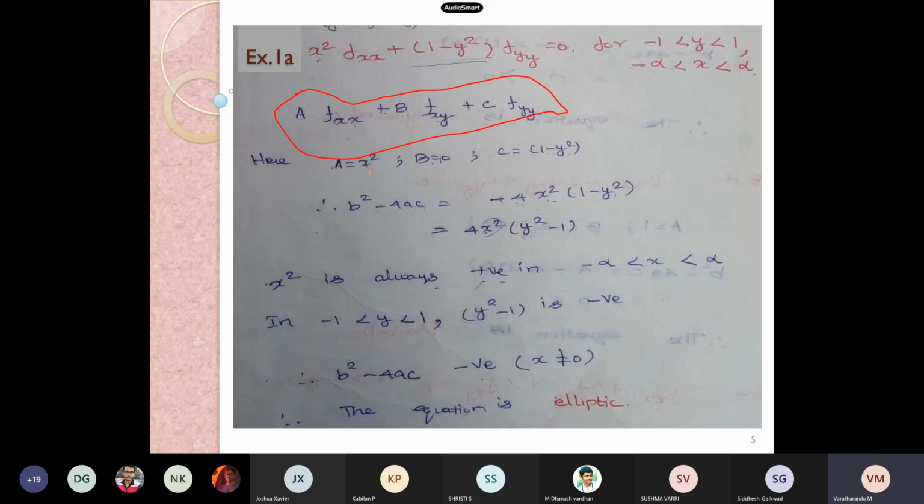So here, instead of a we have x square, we don't have any b term, and c is the term associated with f_yy, that is 1 minus y square. Applying b square minus 4ac: b square is 0, so b doesn't have any term, minus 4 into x square into (1 minus y square). So I am applying this minus into the equation, that is y square minus 1. The x square, when the values are between minus infinity to infinity, doesn't have any influence.